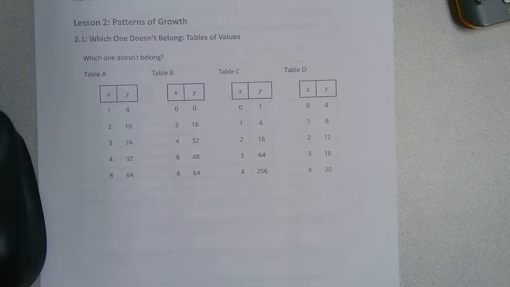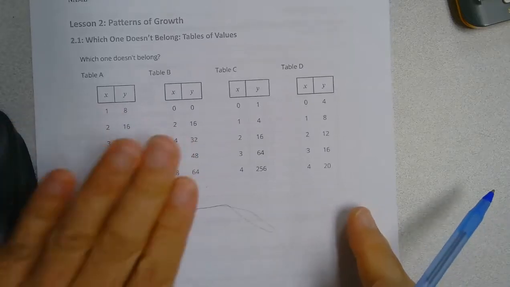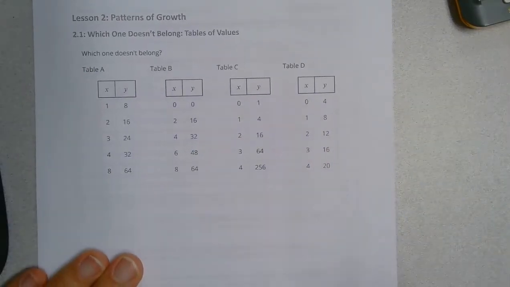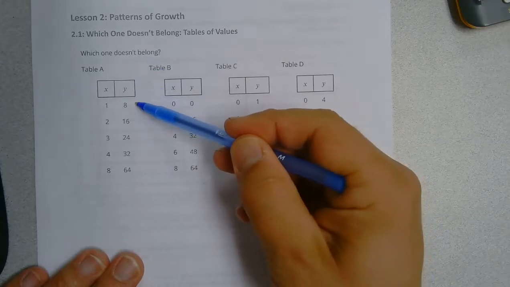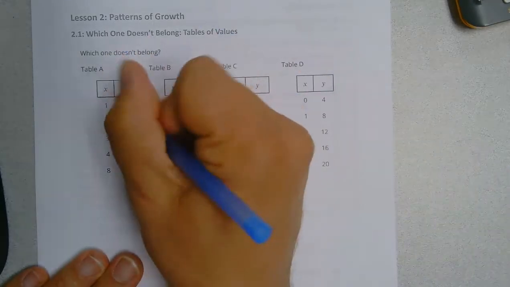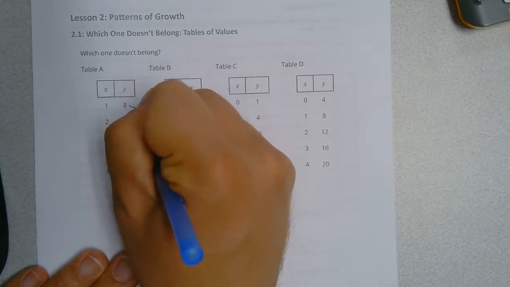In lesson 2, we're going to examine patterns of growth. So here we're looking at which one doesn't belong. We're looking at all of these tables. And the first thing that I'm going to do is look at our patterns, or what are you increasing by? So here we go, 8, 16, 24, 32. I am constantly adding 8 to get to the next number.